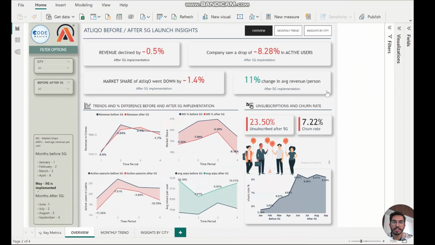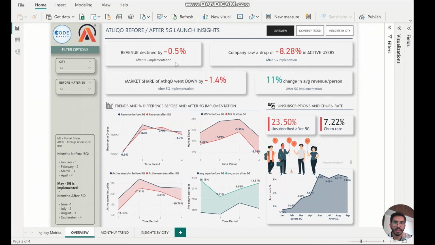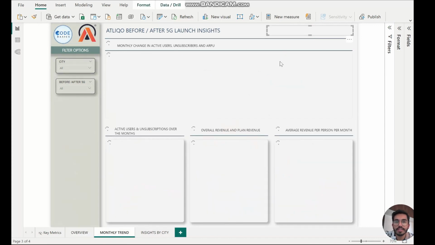All right, so here you can see the whole dashboard, and the key performance metrics or indicators are right at the top. Then we have unsubscribers and the churn rate. So we can see different churn rates through the months and also through the cities as well. We can change the post and pre 5G launch periods. So we'll click on this. Let's see some monthly trend here. What's with the monthly trend?